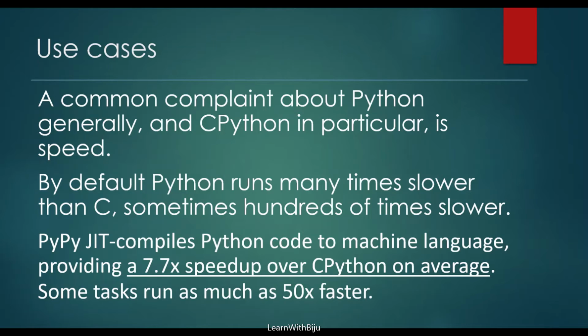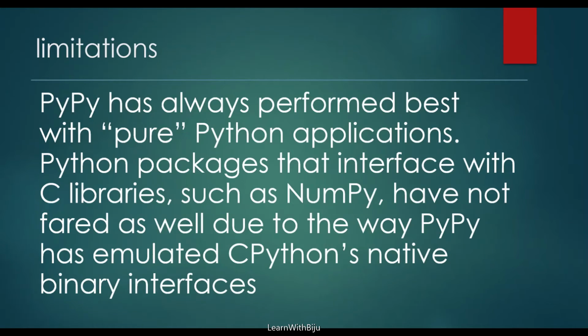PyPy compiles Python code into machine language, providing a 7.7 times speed up over CPython on average. Some tasks run as much as 50 times faster. PyPy has some limitations. PyPy has always performed best with pure Python applications. Python packages that interface with C libraries such as NumPy have not fared as well due to the way PyPy has emulated CPython's native binary interfaces.